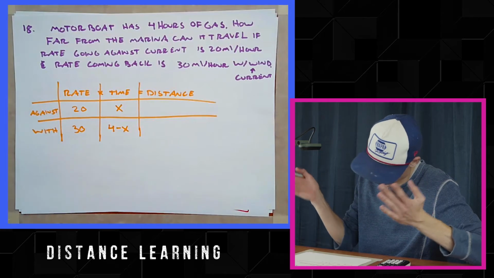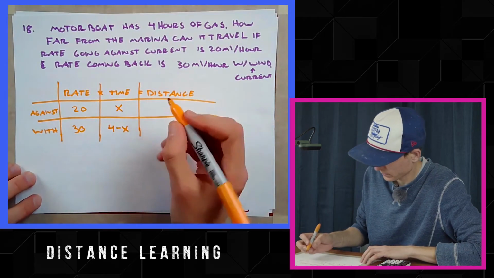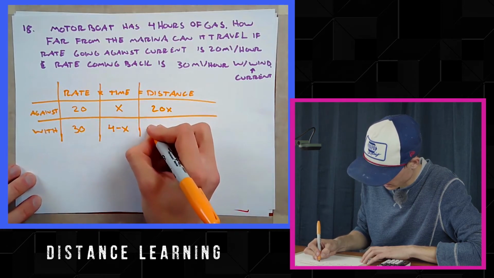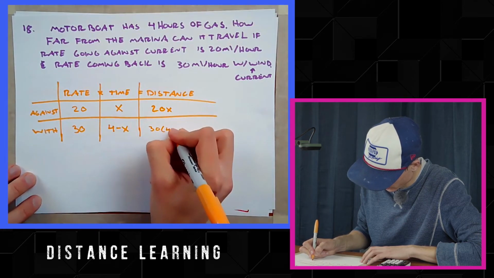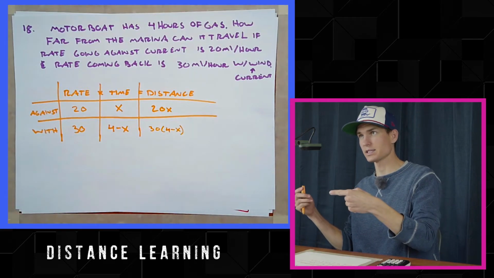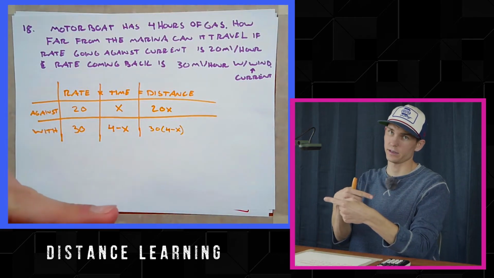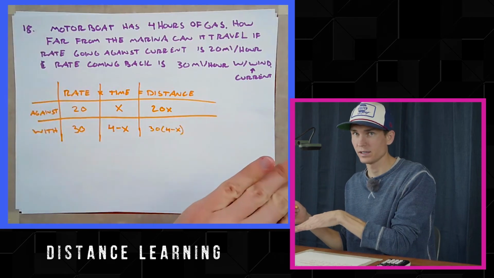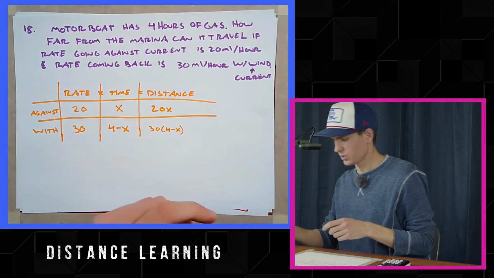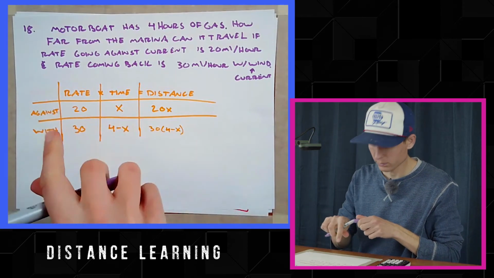Distance, we don't know. So that's 20x. And this is 30 times 4 minus x. However, if I go out, that's the same distance as me going back, right? Same thing. When I flew to Paris, I have to go the same distance to get back home. Assuming I lived in New York, but I don't.